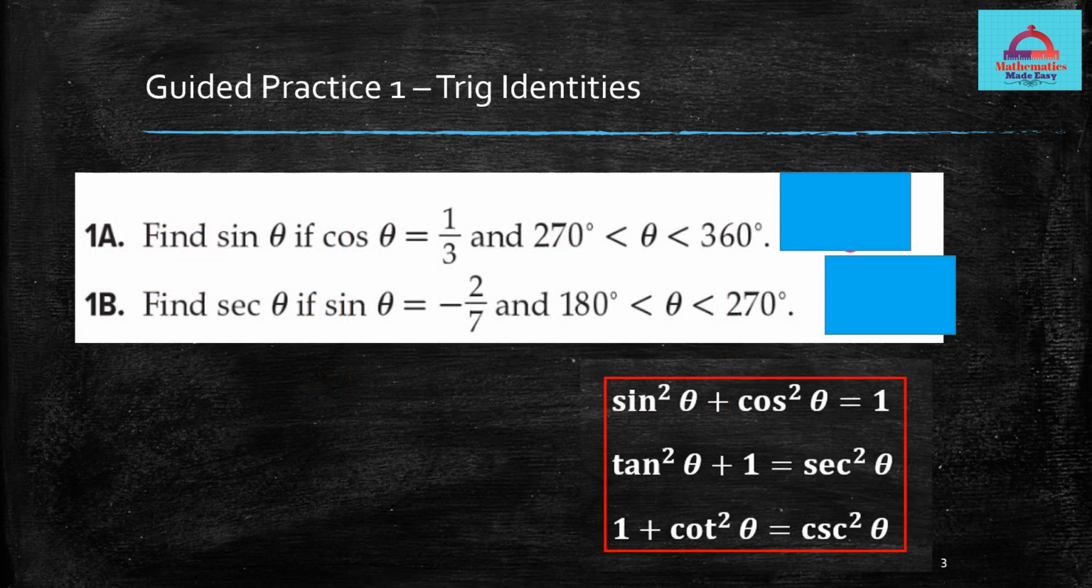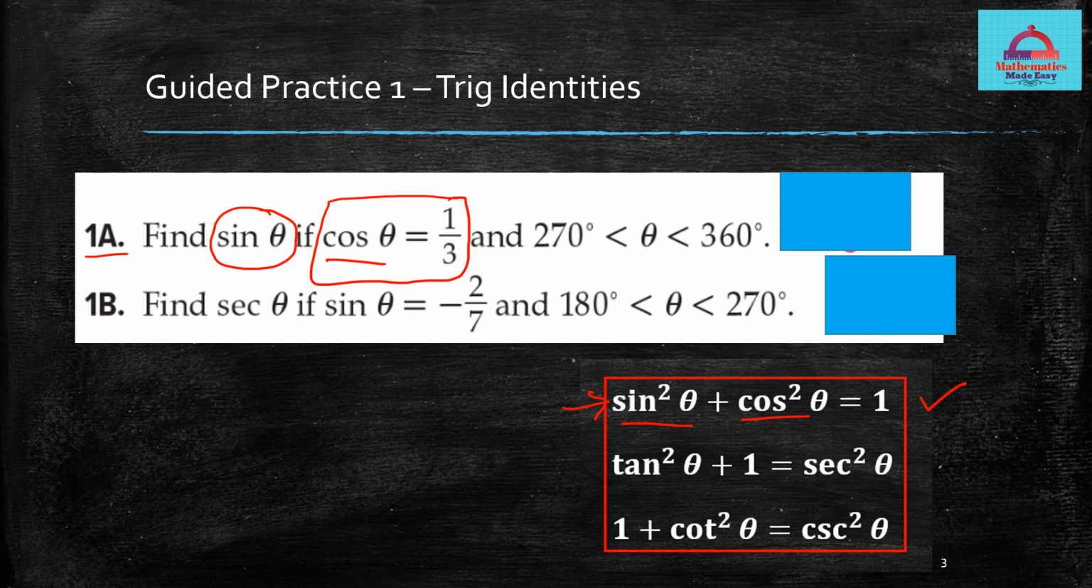So in today's session, we will be solving the following guided practice questions from your math book. The three Pythagorean identities will be useful for solving them. The 1A question, you need to find sine theta, and you are given the value of cos theta. So if you see all the three identities, then definitely the first one will help you because it connects sine with cos. So we are going to be using this first identity to get our solution.